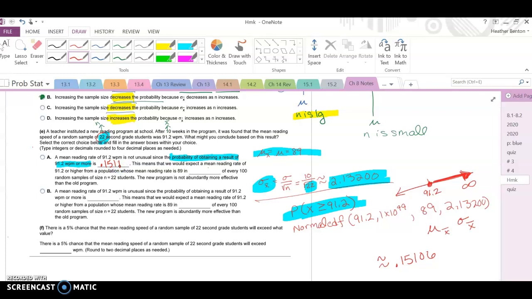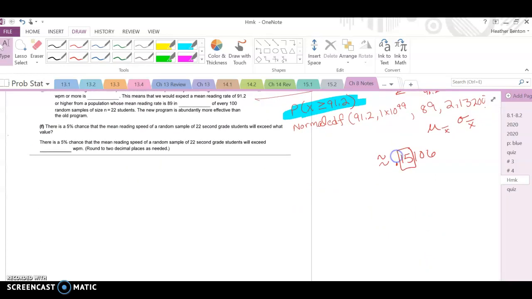which is reasonable. It's more than 5% probability. Remember, it's usually, so we would say it's not unusual. It would only be unusual if it was less than 5%. And so out of 100, we would expect to the nearest hundredths place 15 out of every 100. All right, and then our last one is part F.